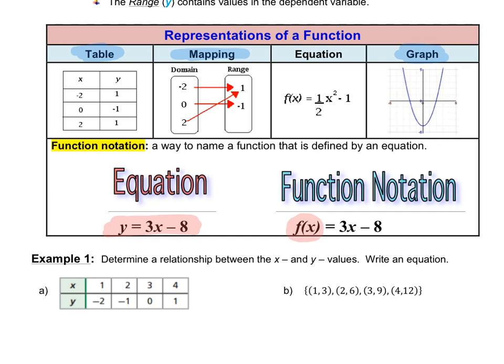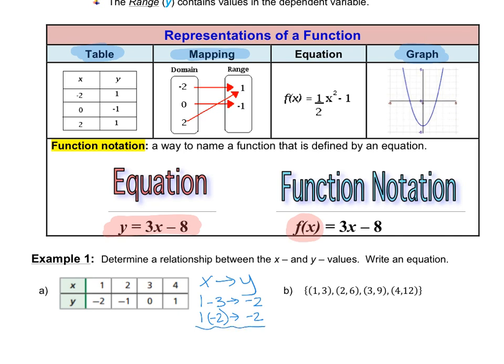Okay, in order to write a function or write an equation, we're going to need to see what's happening from the x to the y value. So is there addition or subtraction happening? Is there multiplication or division happening? So for the first x to the y, it could be 1. What's happening to the 1 by adding or subtracting to end up at -2? Well, that could be 1 minus 3 to get the -2, or it could be 1 times -2 to end up with -2.